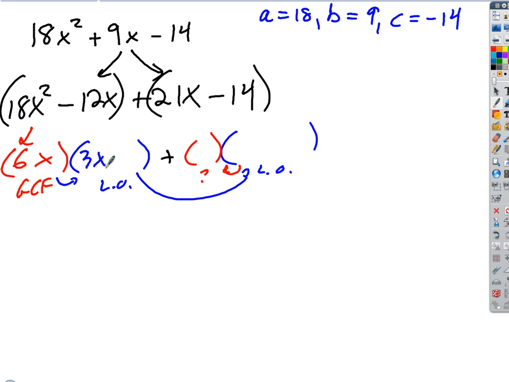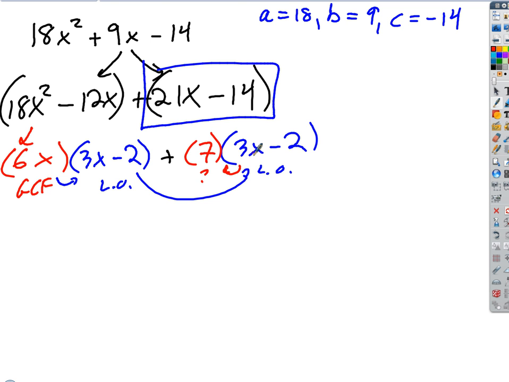What's negative 12x divided by 6x? Negative 2. So what goes over here? Same thing. 3x minus 2. Now, what would I have to distribute to the leftover 3x minus 2 to get that? 7, right? Does that make sense? 7 times 3x is 21x. 7 times negative 2 is negative 14.